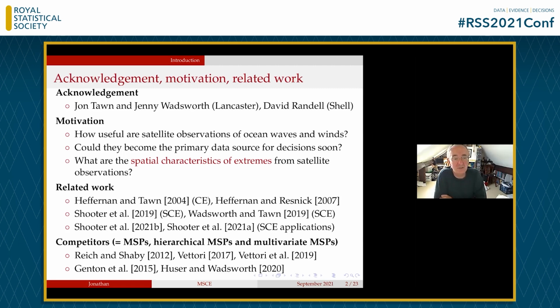And here in particular, what we're going to be looking at is spatial characteristics. So we want to know about extremes occurring at a number of points in space at the same time. But also we're going to be looking at multivariate spatial extremes. So we're going to be looking at the extremes from a number of different quantities, or a number of different spatial fields, if you prefer to say it like that.